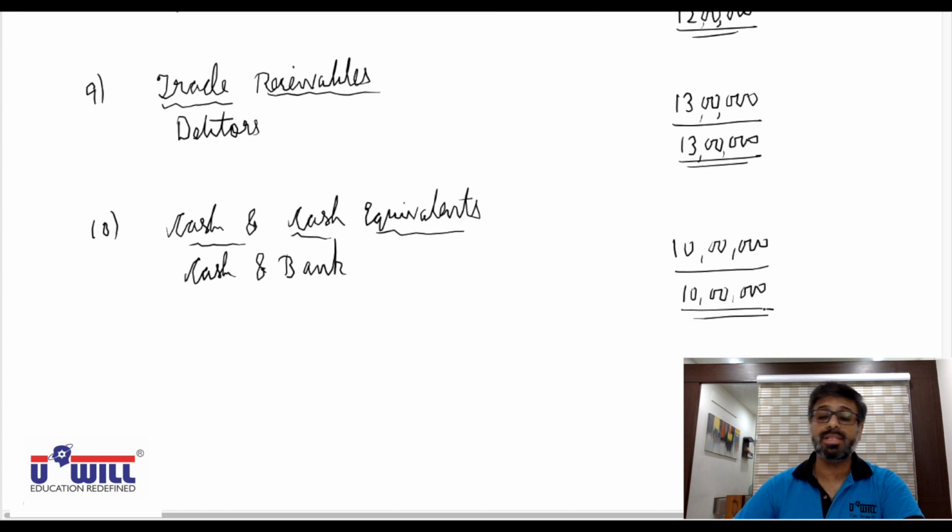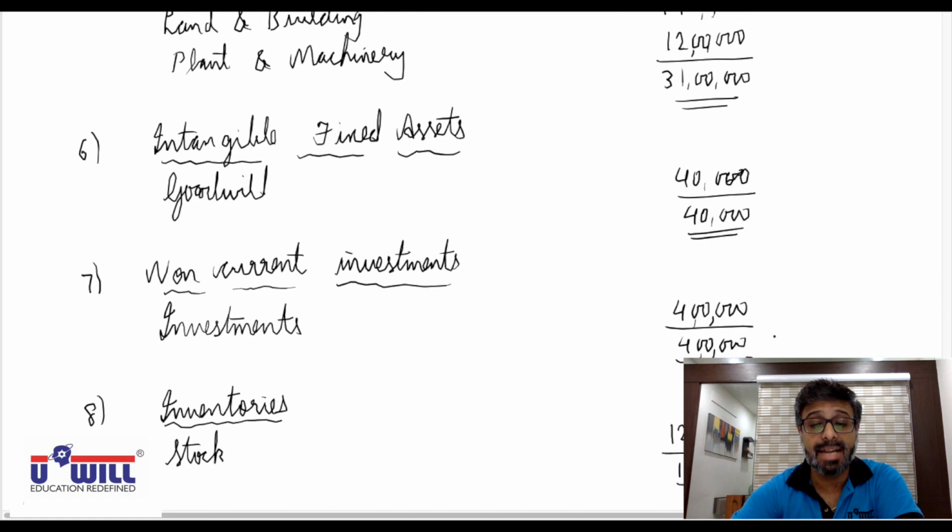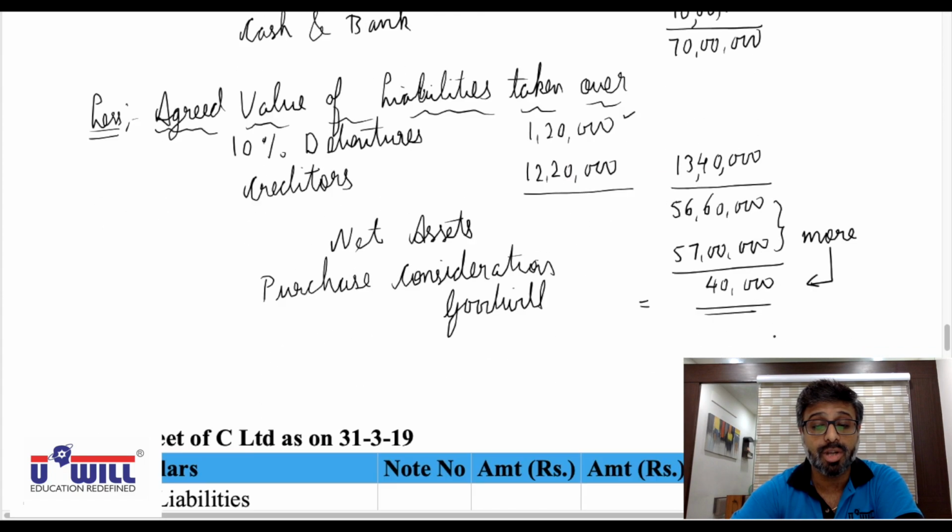Then short-term loans and advances and other current assets we don't have. Now all of you will make the balance sheet and fill in the blanks in that. So I'm showing it to you. My balance sheet is already ready.